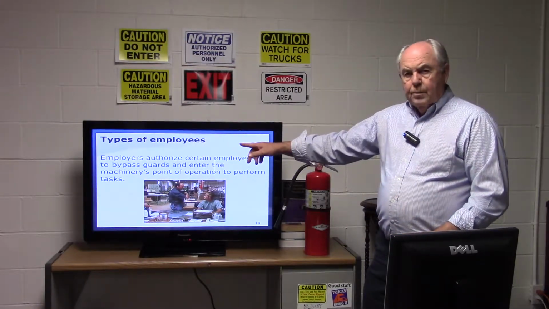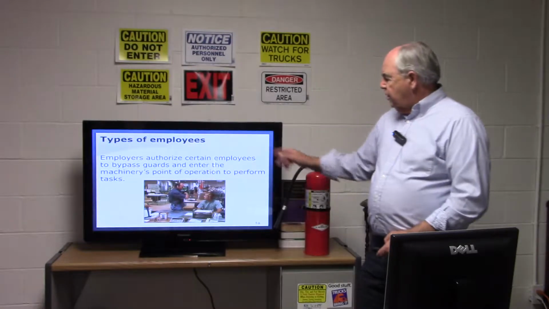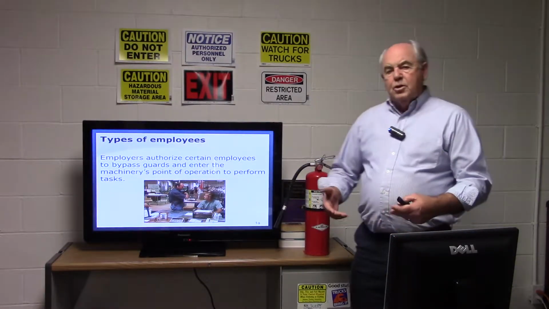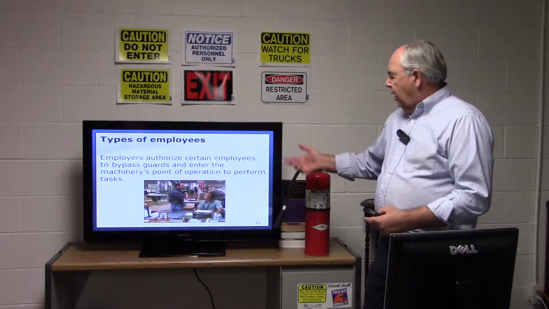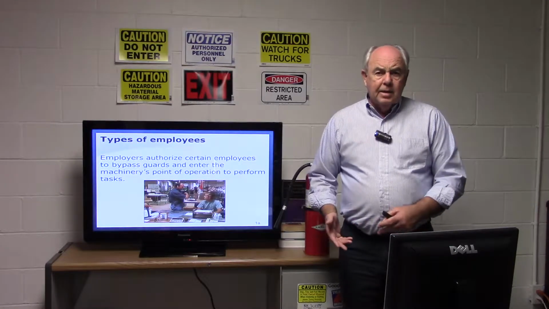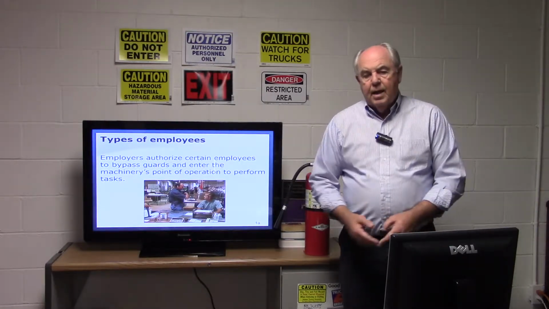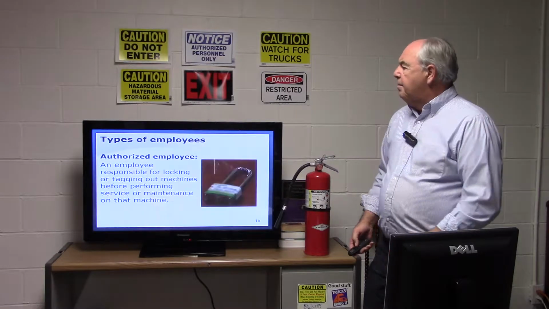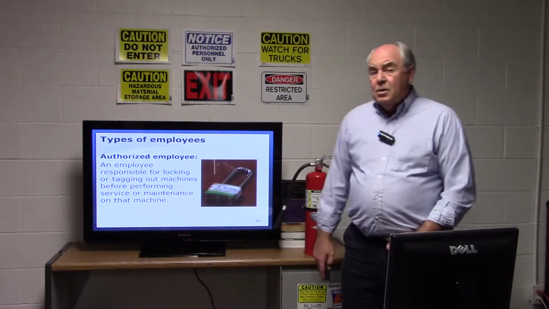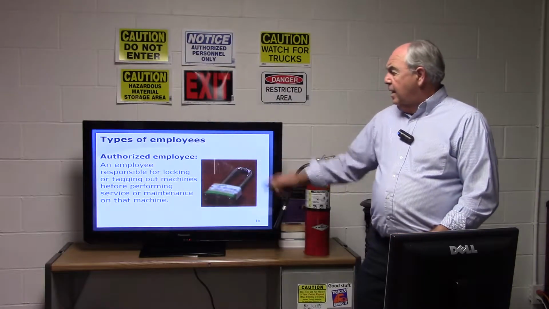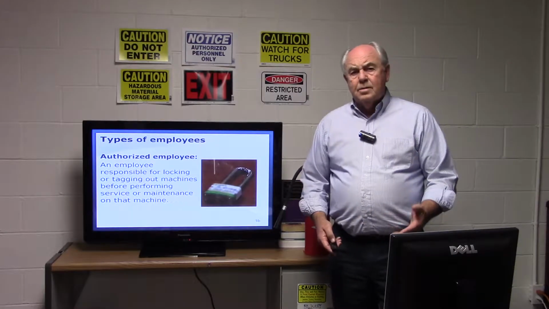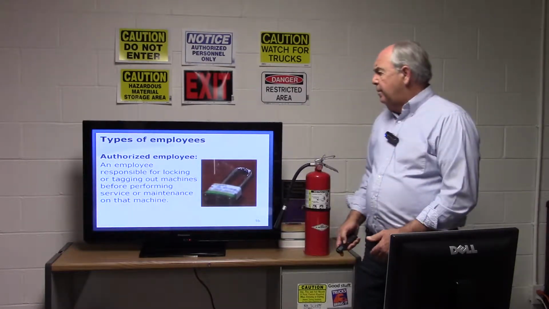Employers, C&L Wood Products, employers authorize certain employees to bypass guards and enter the machinery's point of operation to perform certain tasks. Most of those tasks are repair, maintenance, preventive maintenance, sometimes cleaning, something along that line. Authorized employees are employees who are responsible for locking and tagging out equipment before performing service or maintenance on that particular piece of equipment.